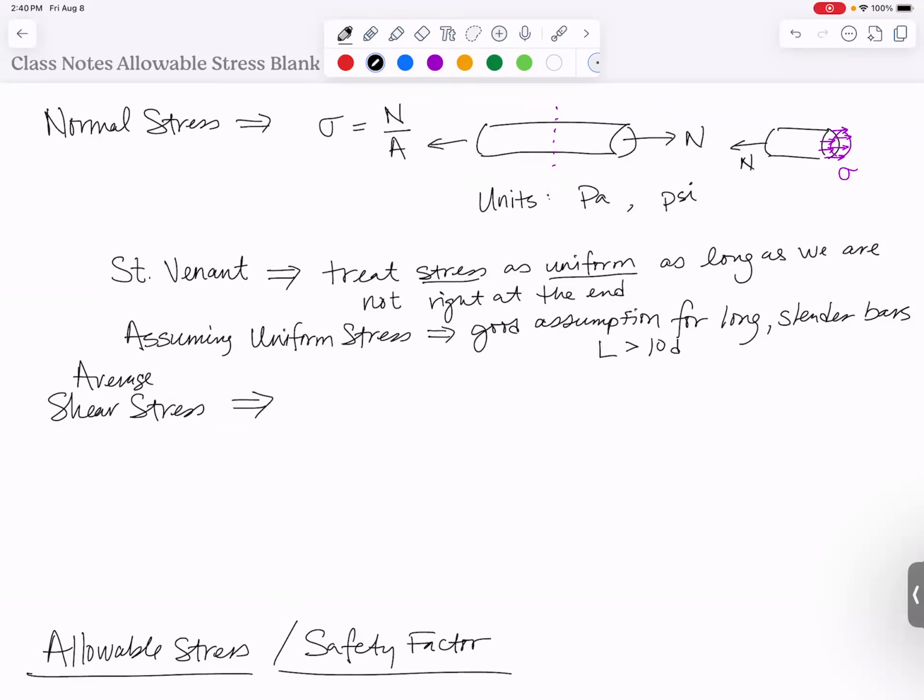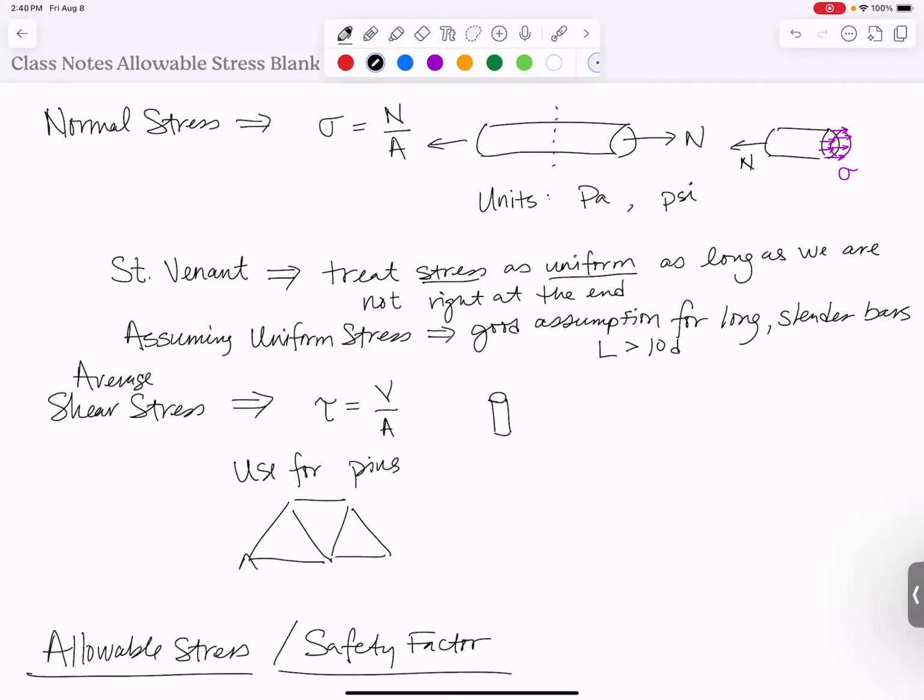The other stress that we've dealt with so far this semester is average shear stress. For that, we use the Greek letter lowercase tau, and it's equal to the shear force V divided by the area. We're going to use this for pins, like when we have a truss or something else that's pin connected. If I draw just the little pin that's inside my structure, say I had a truss supported by a pin right there, I'm zooming in on the pin. The pin would be pointed straight out of the page.